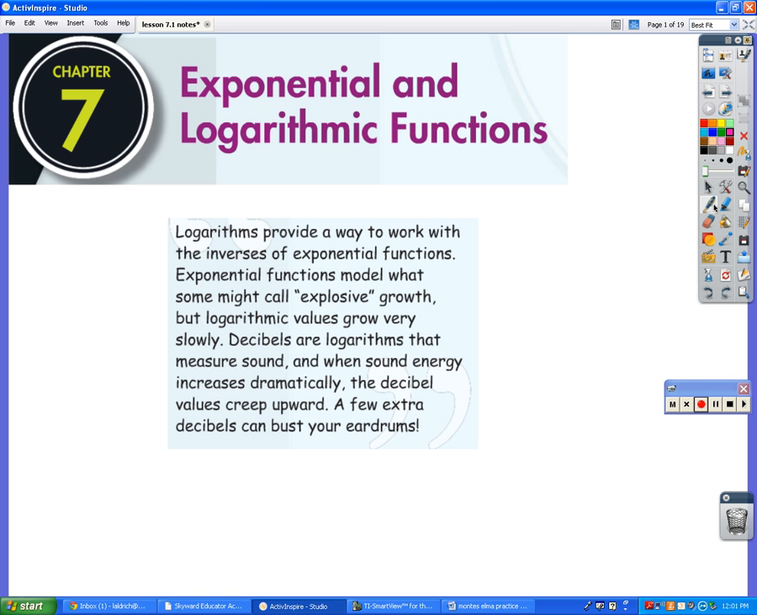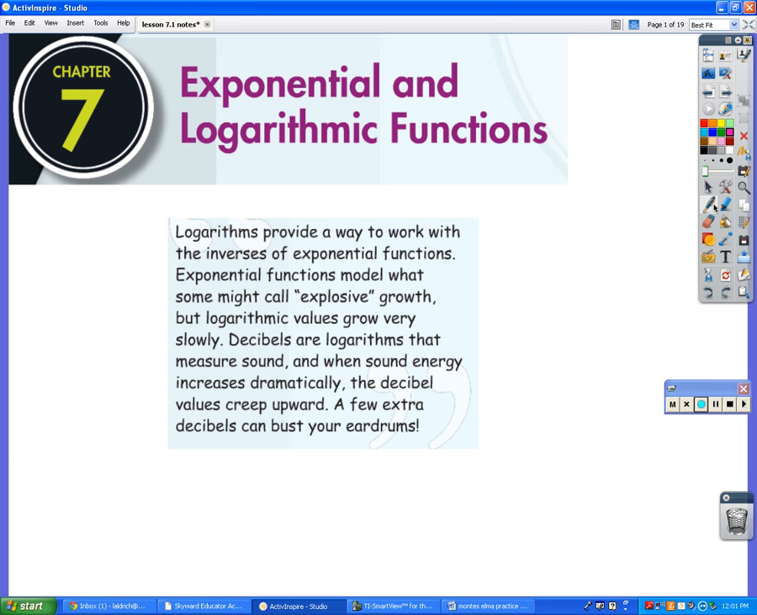Logarithms provide a way to work with the inverses of exponential functions. So we're going to start out today looking at exponential functions, and then logarithms are the inverse of that. So we're going to switch the x and the y and solve it. Exponential functions model what some might call explosive growth.